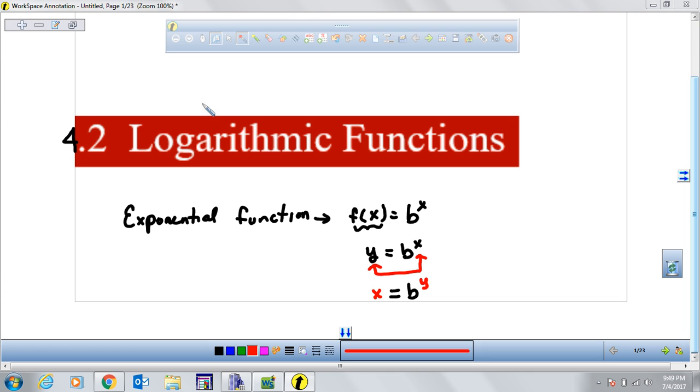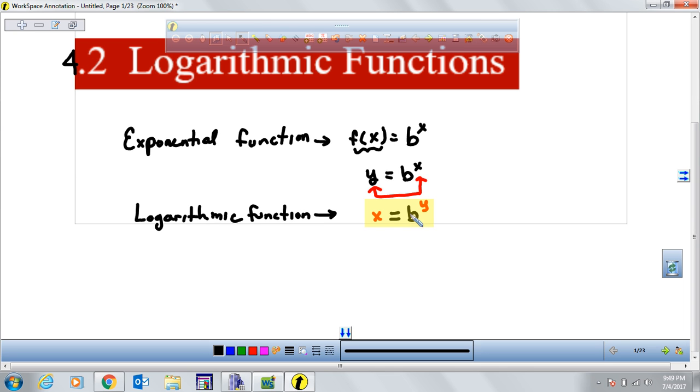Okay, and then we needed to solve for y, but in reality the logarithmic function can be expressed in two different ways. One of the ways the logarithmic function can be expressed is in what we call the exponential form. So this one that you see right here is already my logarithmic function because we obtained it by interchanging the x and the y, which is basically how we get the inverse of a function. Now, this is called the exponential form of a logarithmic function.